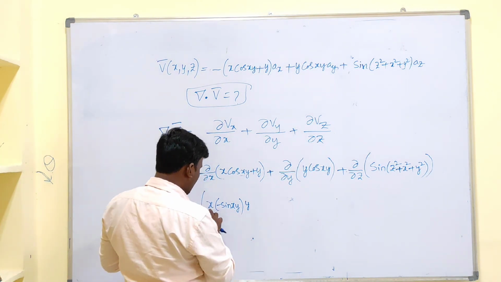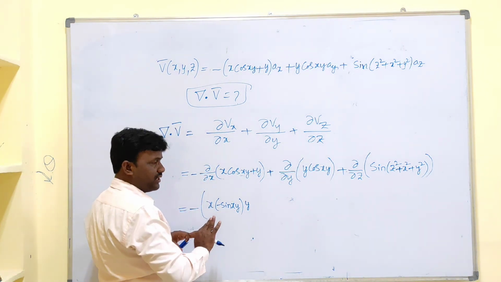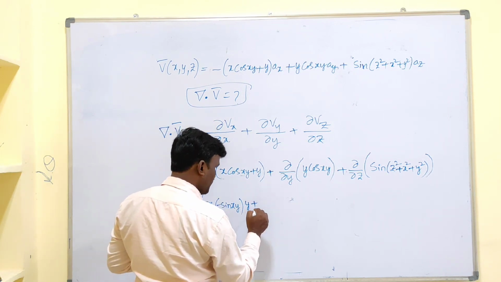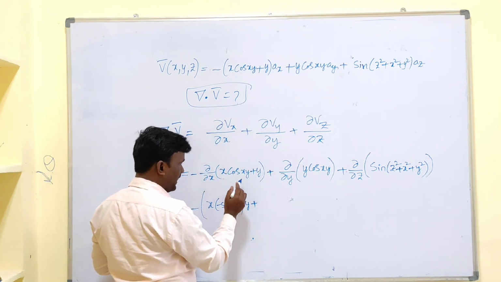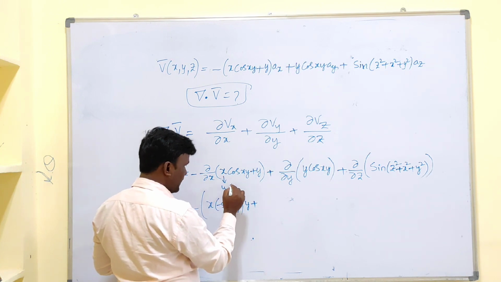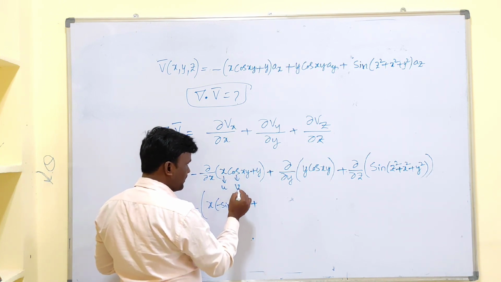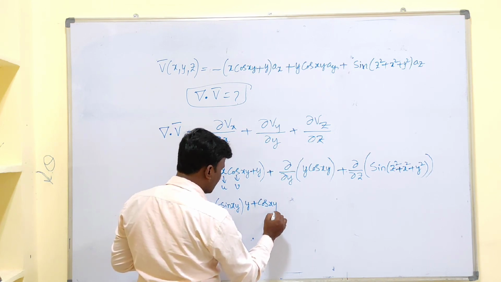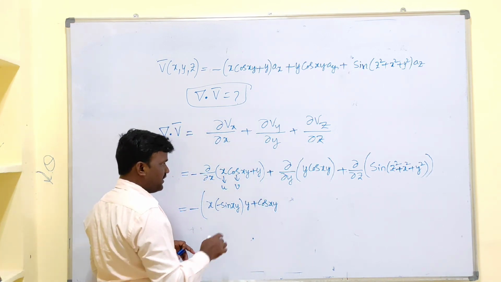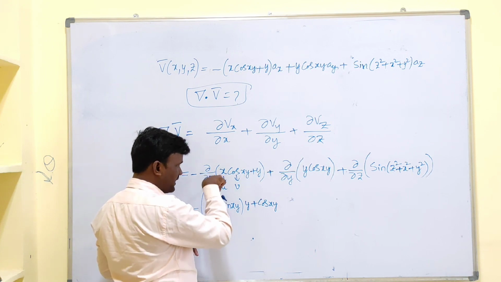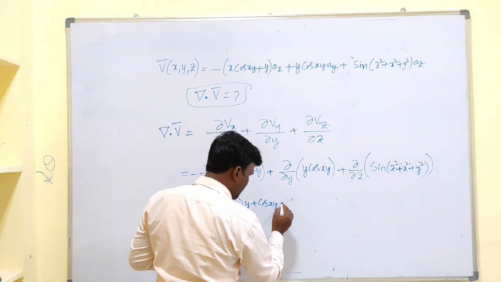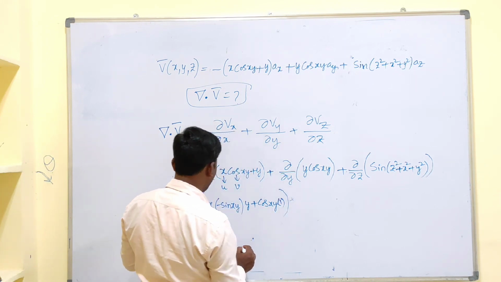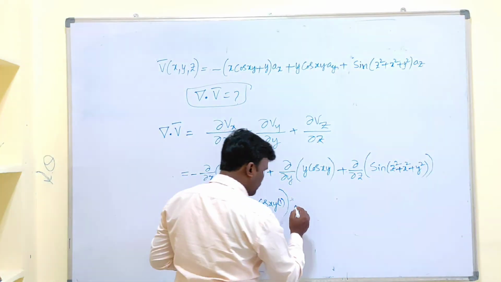Next, u into v dash is over. Next, plus v into u dash. I consider this one as u and this one as v. Now v into u dash: v is cos xy, and the differentiation of u, that means u dash, the differentiation of x is 1, that is cos xy into 1. So this is about the first part. Next, move to the second one.